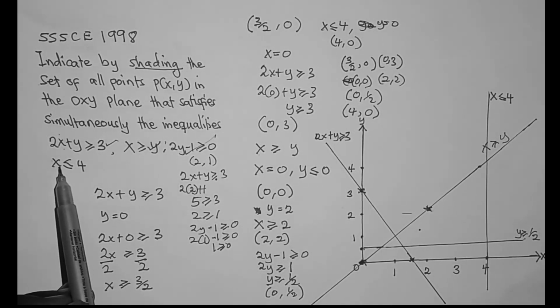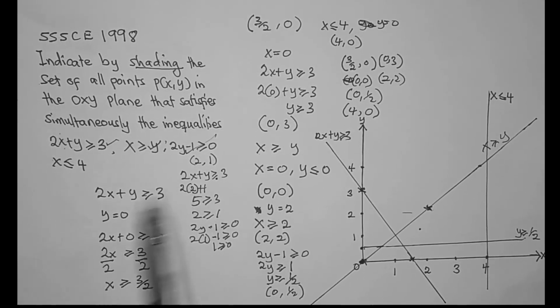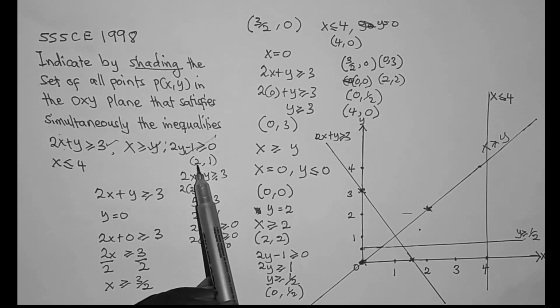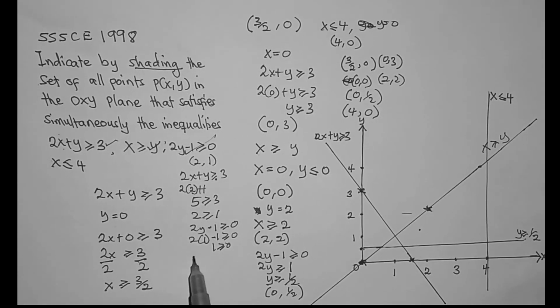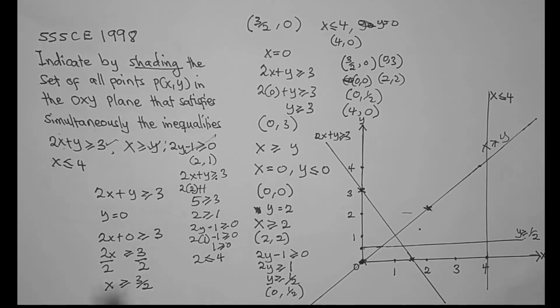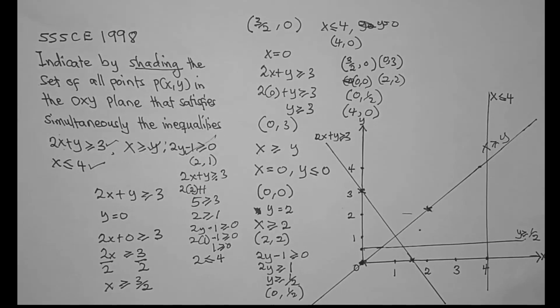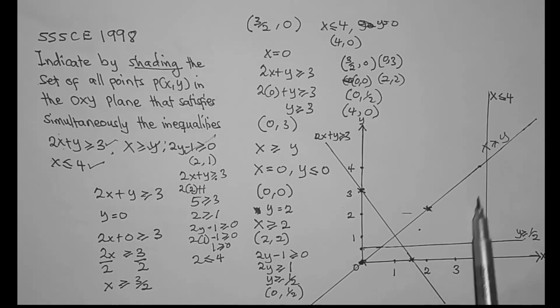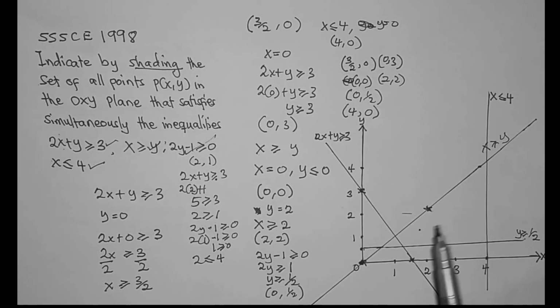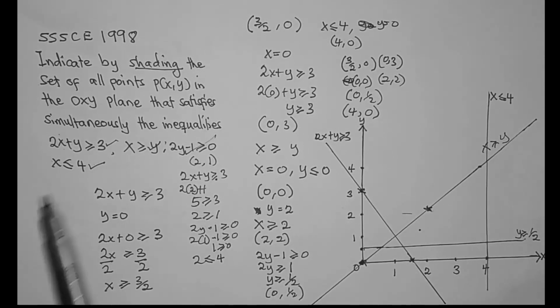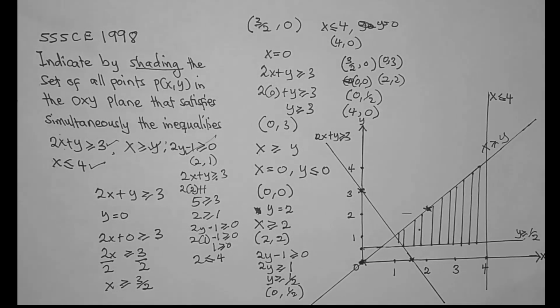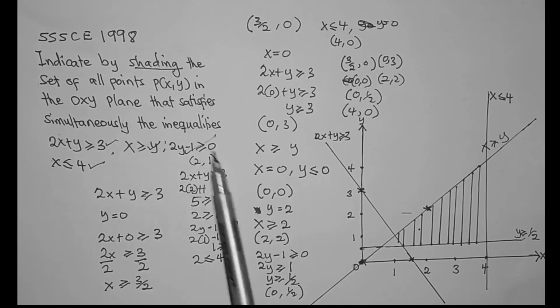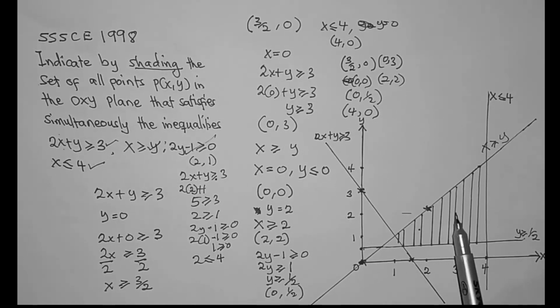And then the last one is x is less than or equal to 4. What is the x value? The x value is 2. So 2 is less than or equal to 4. It also satisfies this inequality. So you see that the required region is this region, because it is this region that all the points here satisfy all four inequalities. So that is the region we must shade. So this is the required region of this set of inequalities.